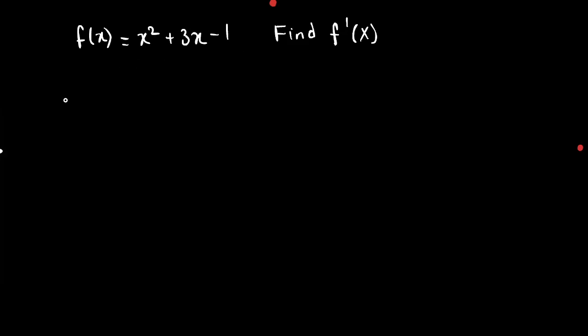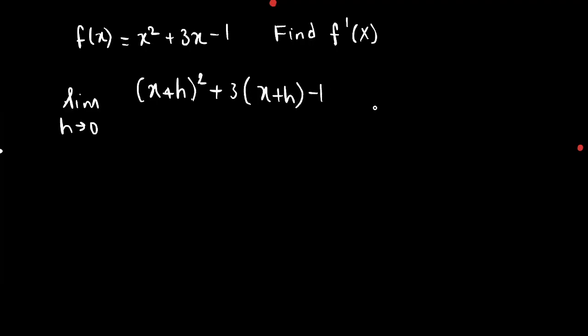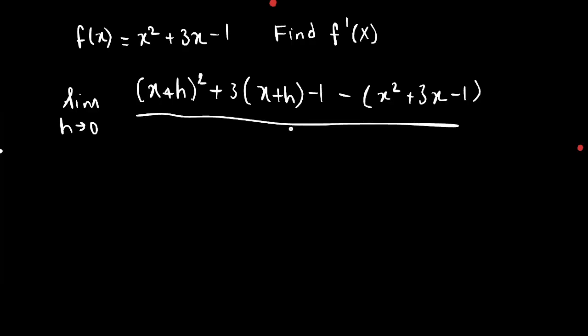So let's start, right? The limit as h approaches 0 of our f of x plus h, so that to get f of x plus h, that is going to be x plus h squared plus 3 times x plus h minus 1. And from this we subtract f of x, right? So for that, we just subtract our entire function as it is. So that's x squared plus 3x minus 1. And this divided by h.